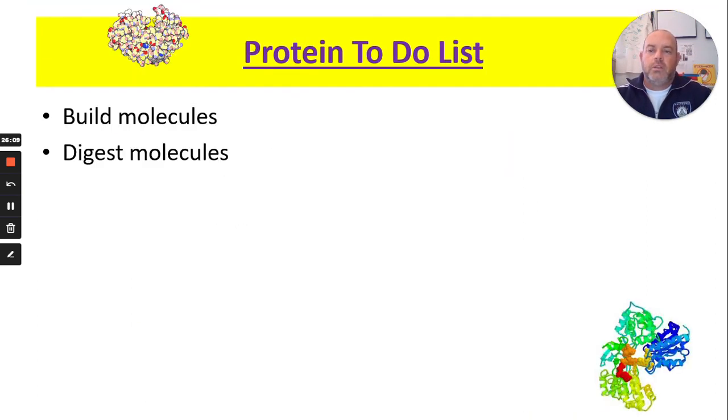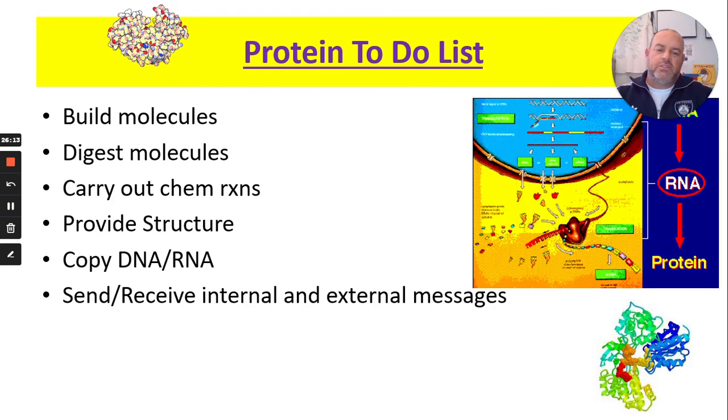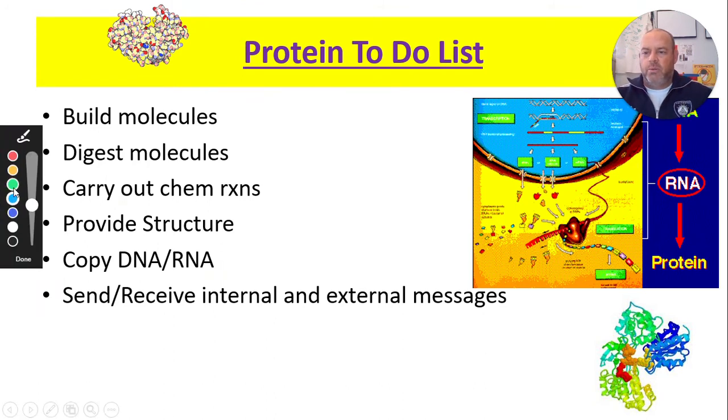So we are going to look at the protein to-do list, right? Proteins do a ton of different things. So this is just going to be a quick overview, hopefully a reminder of some things for you. So proteins can build molecules, digest molecules, carry out chemical reactions, provide structure, copy DNA and RNA, send and receive messages. Lots of things happening, right?